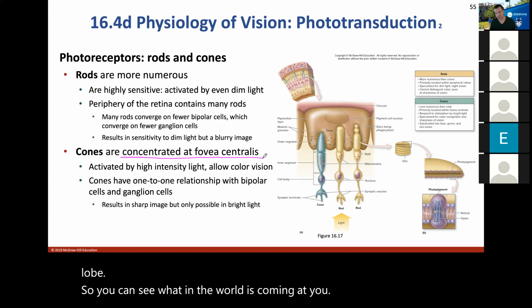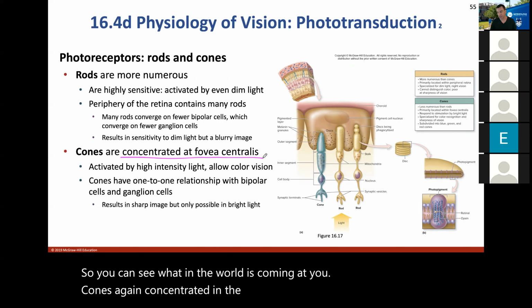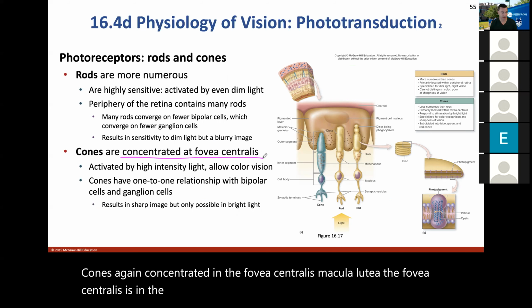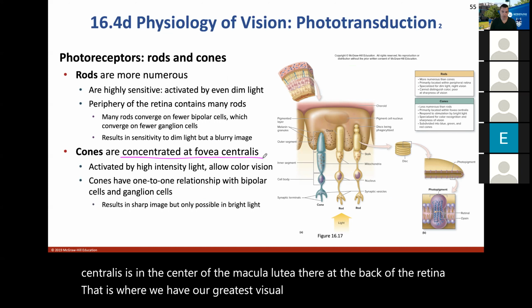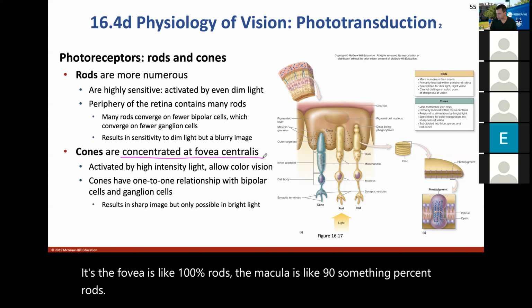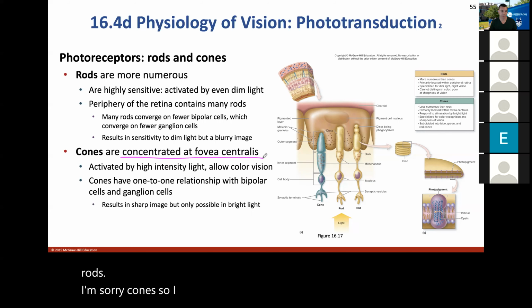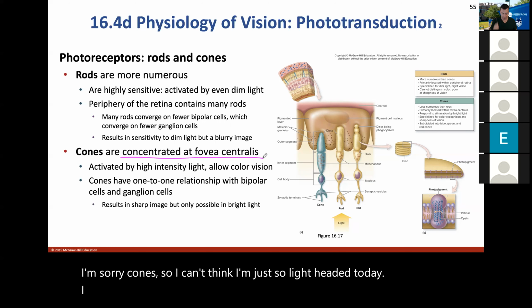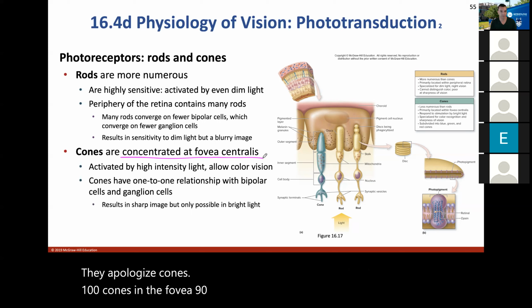Cones, again, concentrated in that fovea centralis, macula lutea. The fovea centralis is in the center of the macula lutea there at the back of the retina. That is where we have our greatest visual acuity. The fovea is like 100% rods. The macula is like 90-something% rods. Or I'm sorry, cones. I can't think. I'm just so lightheaded today. I apologize. Cones, 100% cones in the fovea, 90-some% cones within the macula lutea.